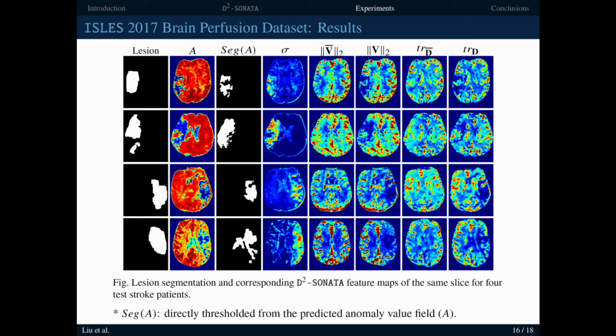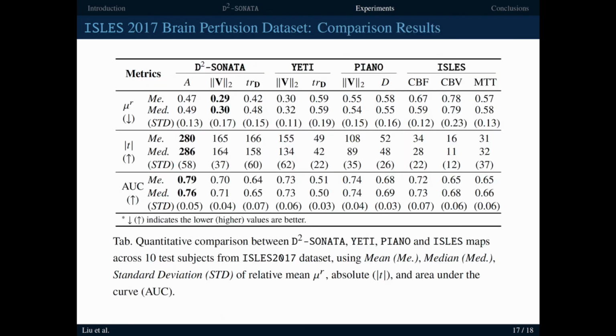The results are actually pretty impressive. We show the results of 4 different stroke patients here. Our model successfully captures the stroke lesion patterns for each of them. We extensively analyze our performance from 3 different aspects, including the relative mean value and t-value between lesion and non-lesion hemisphere, and the AUC as an indicator of the model's segmentation performance. Clearly, the proposed model achieves the best scores across all metrics being compared.